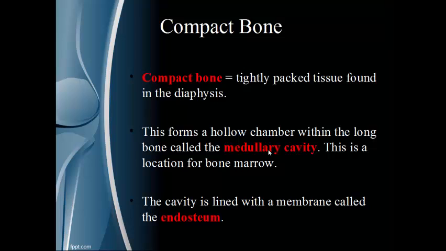And within this compact bone, you have a hollow chamber that's formed. And this is called the medullary cavity. This is where you find the bone marrow. And this cavity is lined with a type of membrane on the inside called the endosteum. So remember, endo for inside. So the inner lining of this medullary cavity is the endosteum.